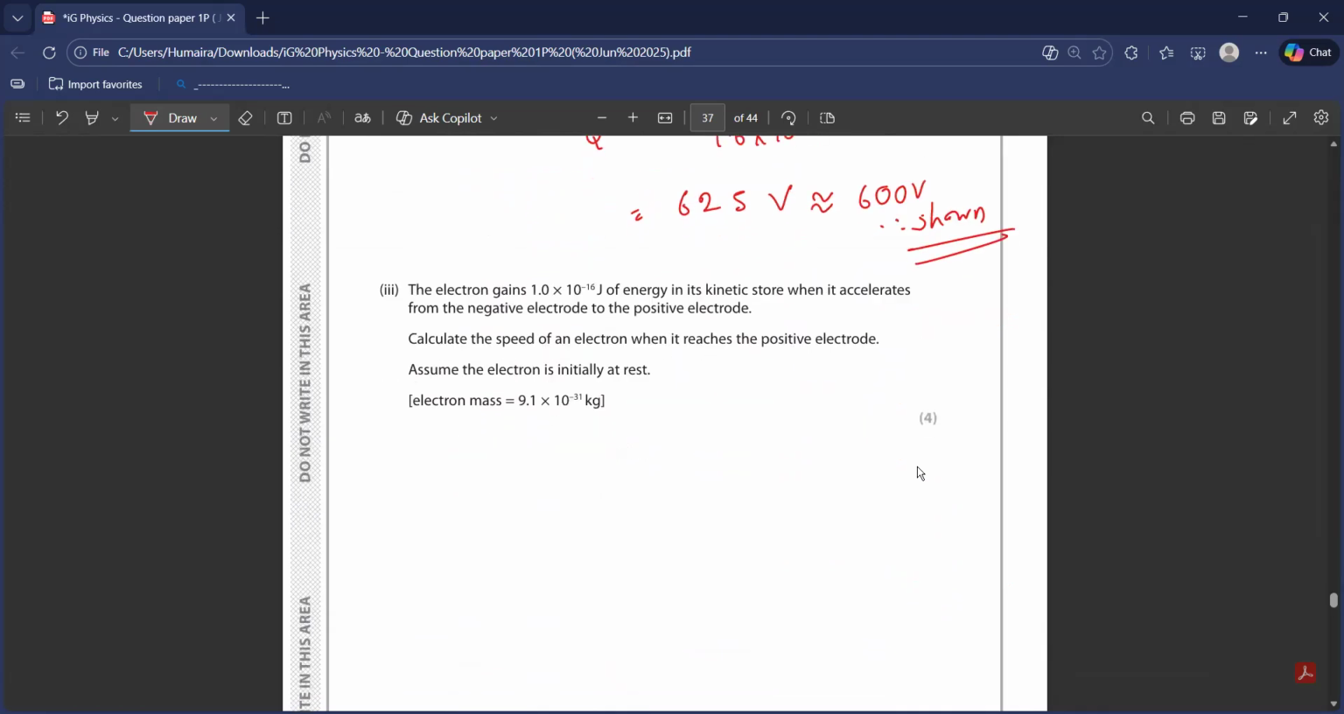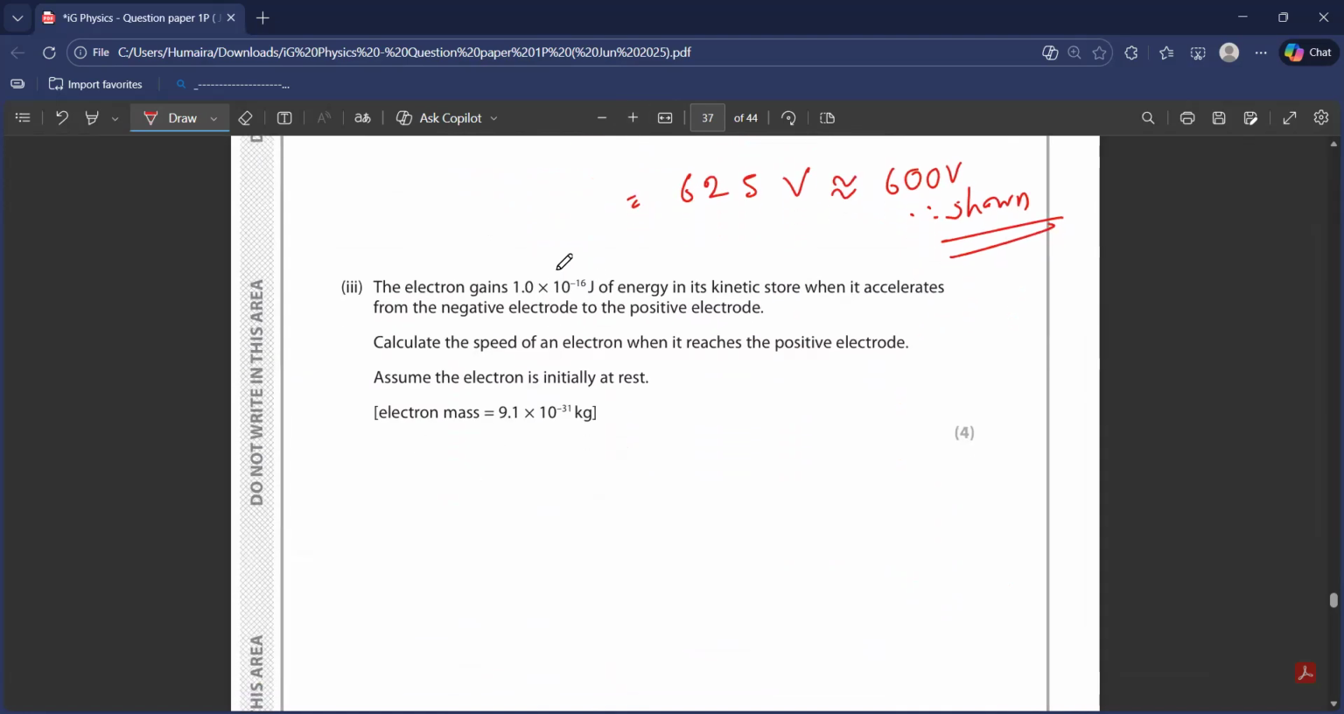The electron gains 1 times 10 to the power minus 16 joule of energy in its kinetic store when it accelerates. Calculate the speed of an electron when it reaches the positive electrode. If kinetic energy is given and we are supposed to find speed, it's basically the kinetic energy formula, which is kinetic energy equals half m v squared. We are supposed to find the speed. What will be the formula? V is equal to 2 times kinetic energy.